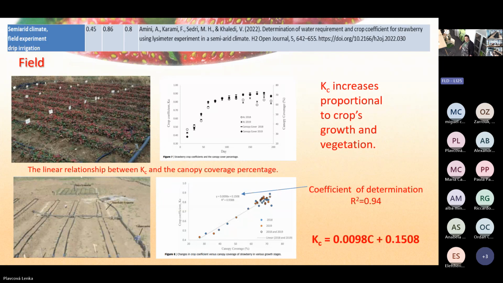We have here field conditions, and one of the ways to calculate the crop coefficient was based on the linear relationship between crop coefficient and canopy coverage, because it was found that the crop coefficient increased together with crop growth and vegetation. Based on this coefficient, this formula could be taken into account.